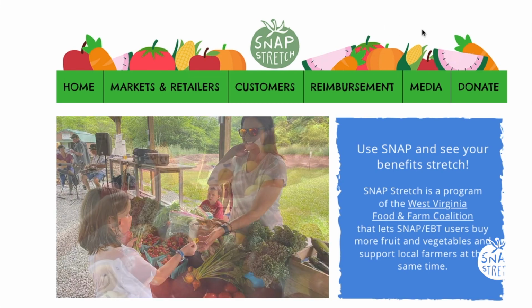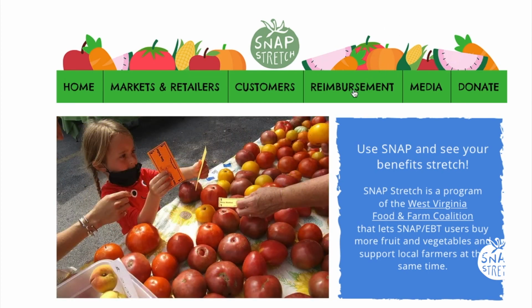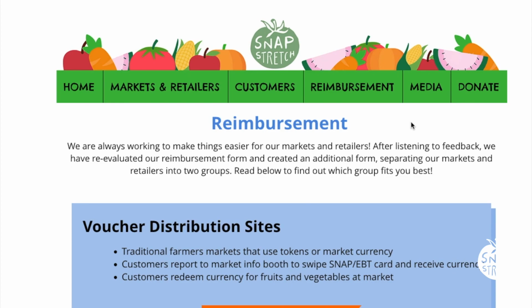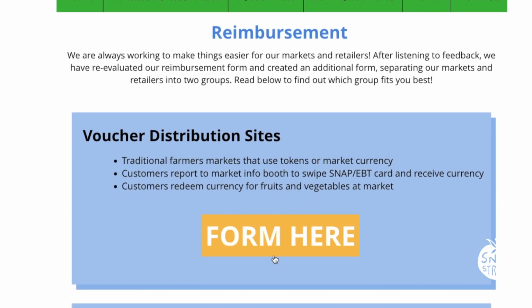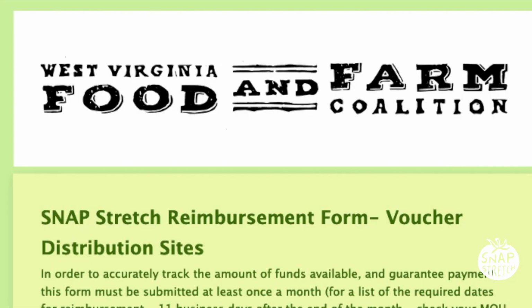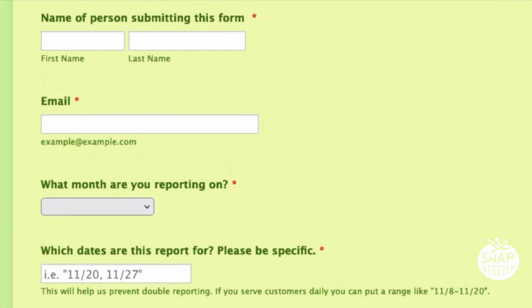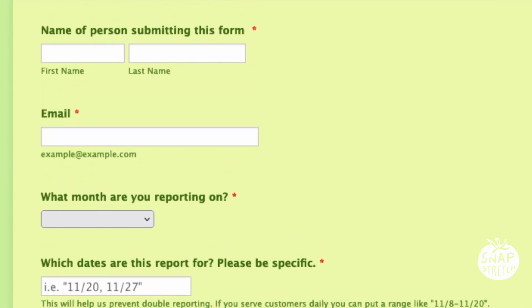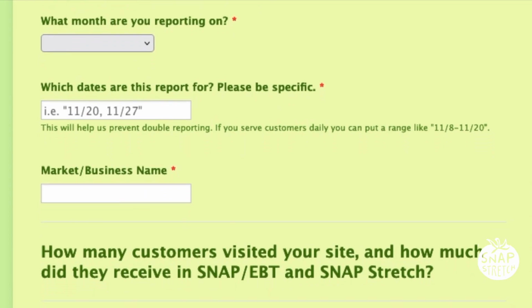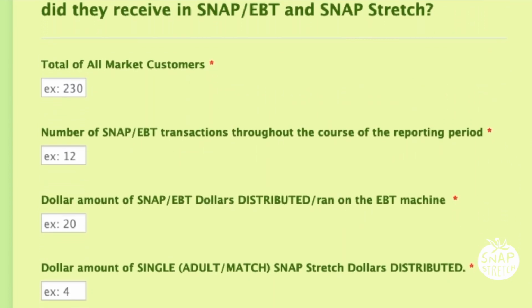To report, go to the website snapstretch.com and click on Reimbursement, and under Voucher Distribution Sites, click Form Here. This will open up our reporting portal. First, fill in your basic information so we know who is submitting the data, the business dates being reported, and the market name. It is up to you how frequently you submit data for reimbursement. Some sites report weekly. Some report just once a month. Just keep in mind that after reporting via the portal, it can take up to 30 days for your reimbursement to be issued. Let's take a look at the information we ask you to track and report.